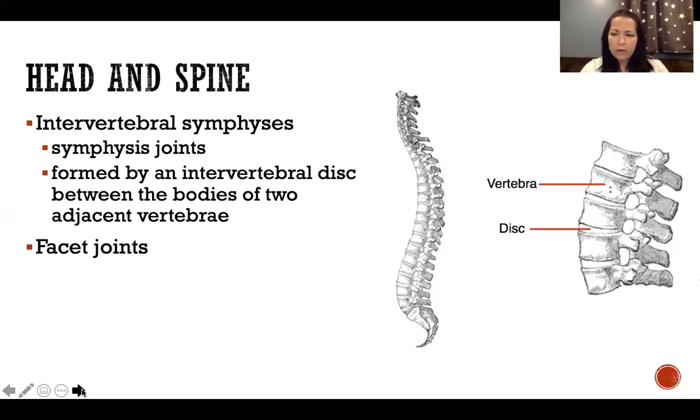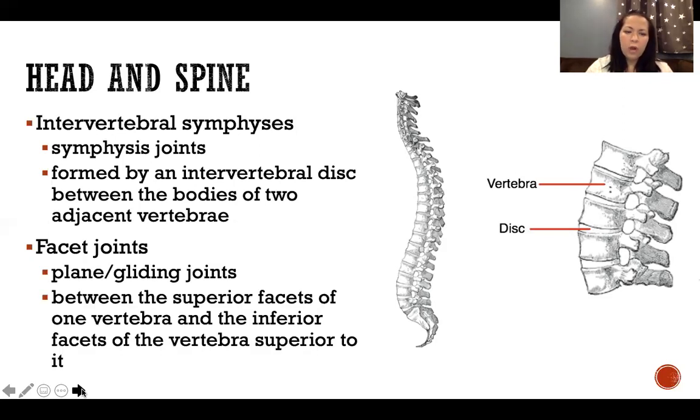And then we have facet joints. So if we look at the spine here, and we look at the posterior portion where we have the spinous processes and the transverse processes, and we have all the little facets that project superiorly and inferiorly on each vertebra. Those are where we have the facet joints. So those are all plane or gliding joints, and those are the articulations between the superior facets of a vertebra and the inferior facets of the vertebra above it.